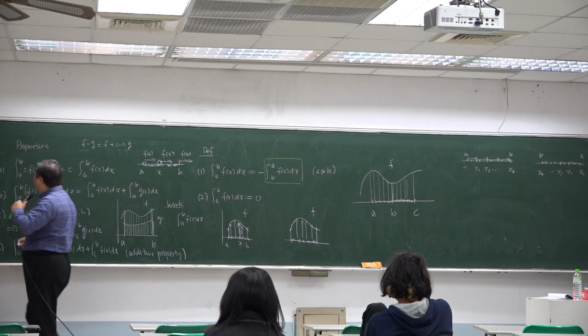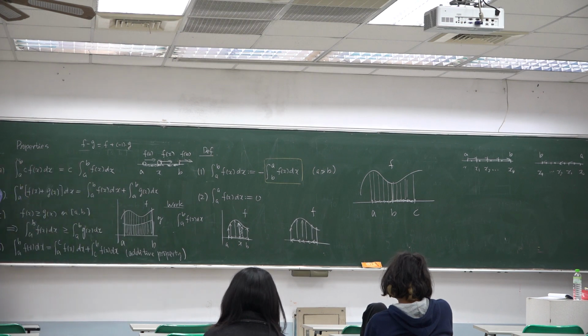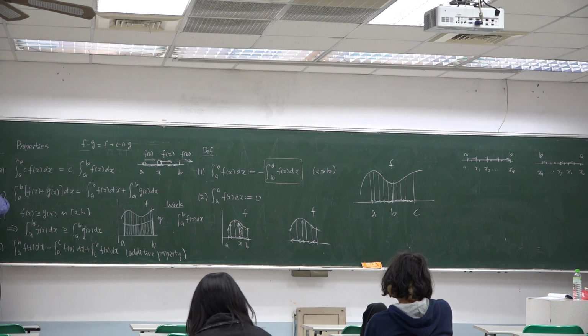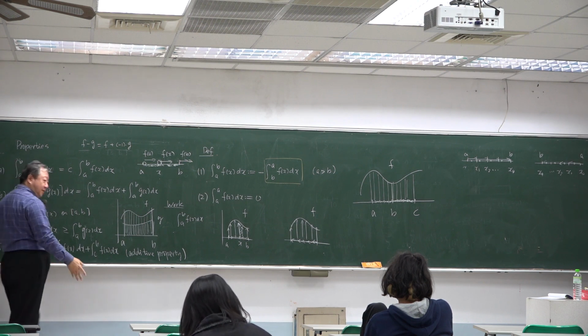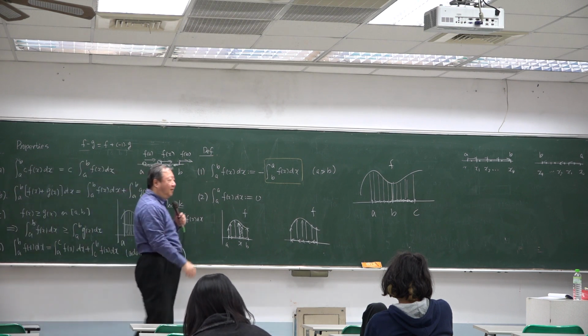And A and B are linear property. And C, monotonicity. Just give them names.